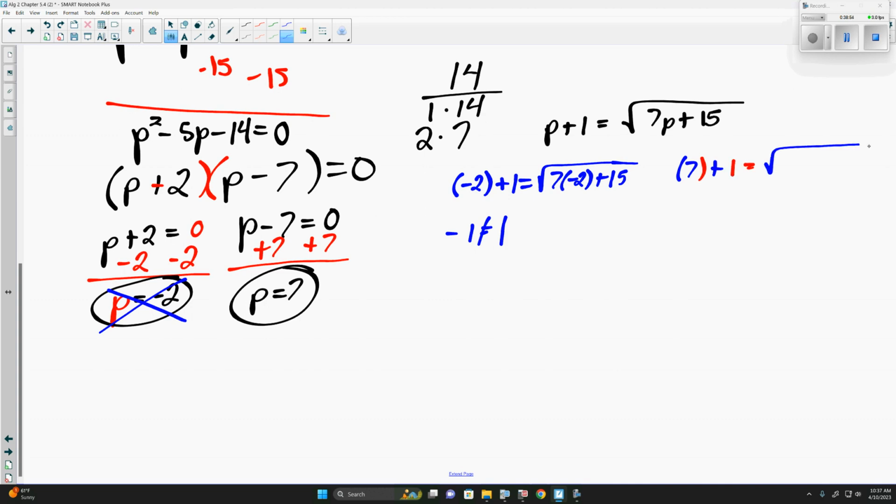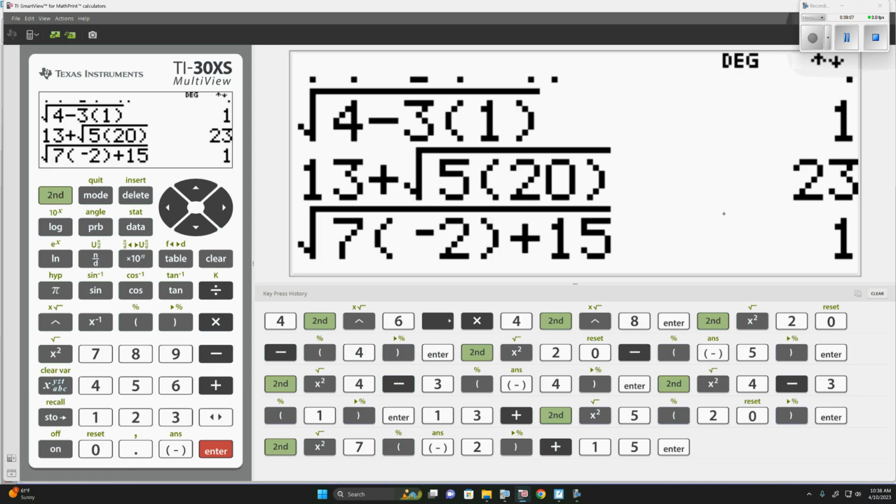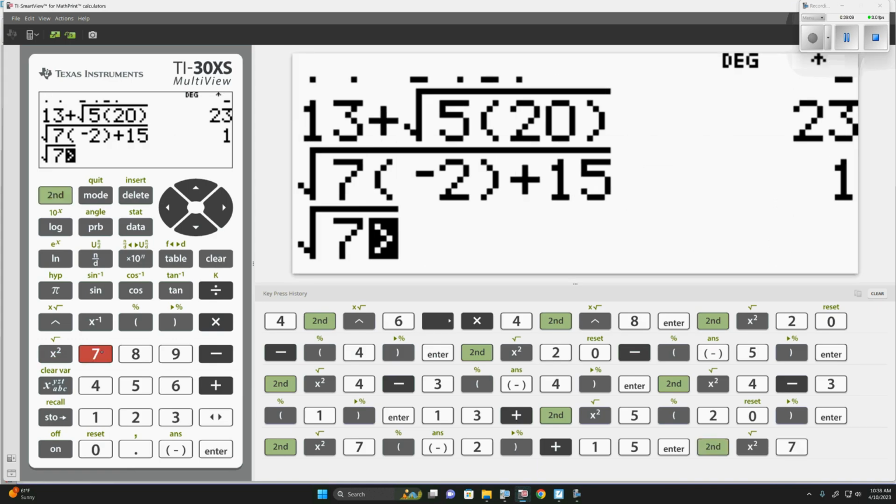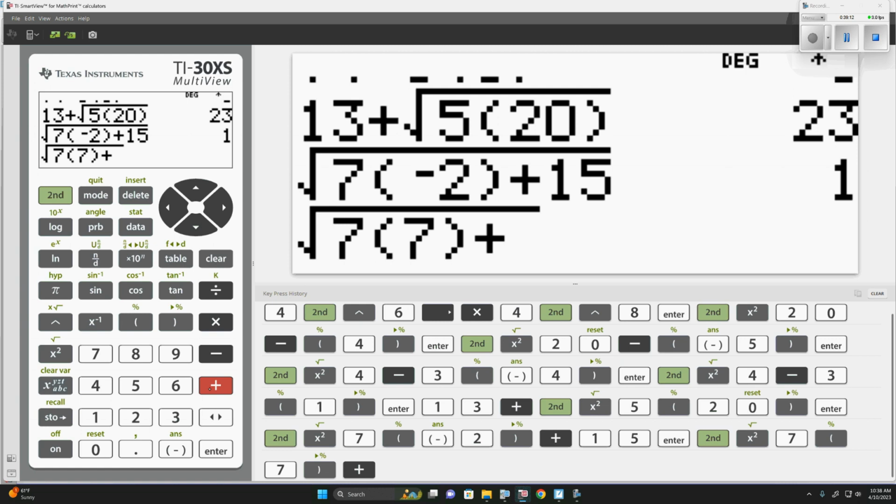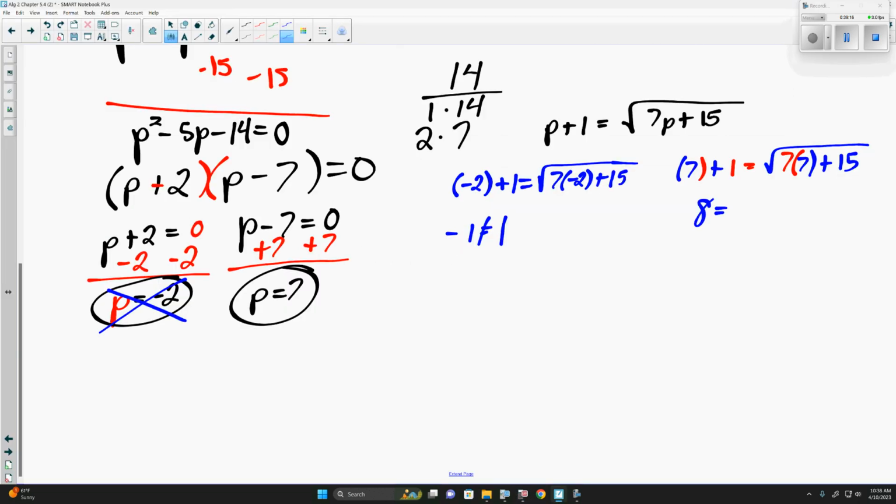We can do the same thing with 7 when p is 7. On the left-hand side, we have 7 plus 1, and 7 plus 1 is 8. On the right-hand side, we have the square root of 7 times 7 plus 15, which is 8. So when p is 7, when we check it, we do get 8 equals 8. So the solution for this here is that p is equal to 7.